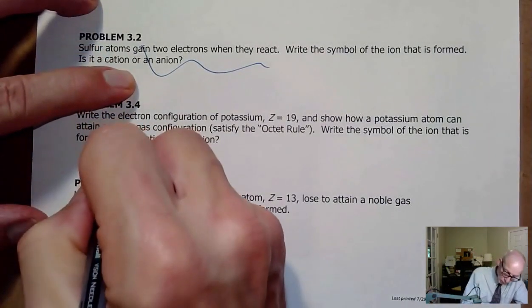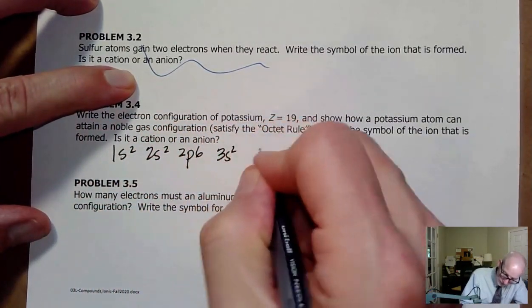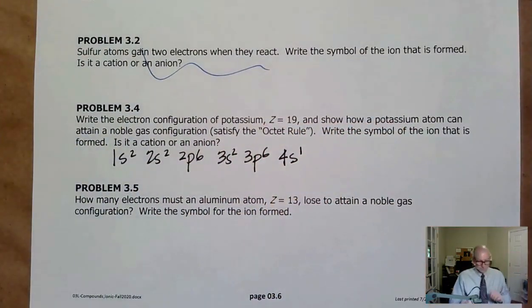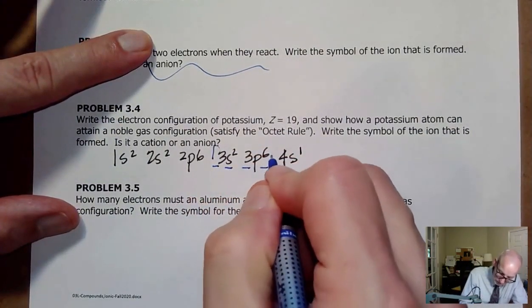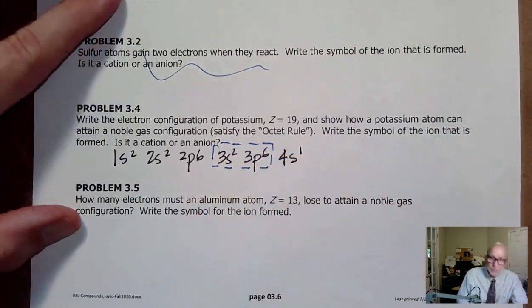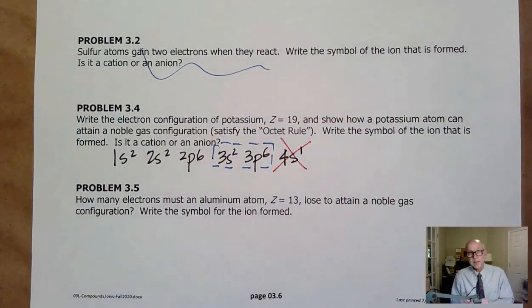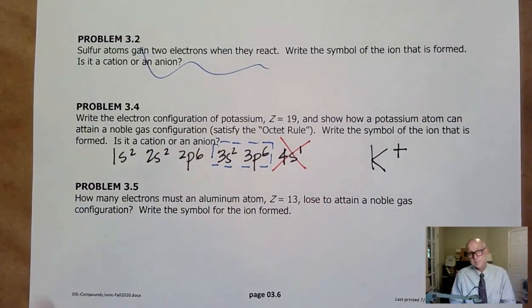Potassium, you say, okay, 1s2, 2s2, 2p6, 3s2, 3p6, 4s1. There's potassium. What's the easiest way for potassium to get to an s2p6? Well, it sort of has it right here. What's the easiest thing for it to do? Lose that one electron. If it loses one electron, what's its charge? Plus. Cation or anion? Cation.